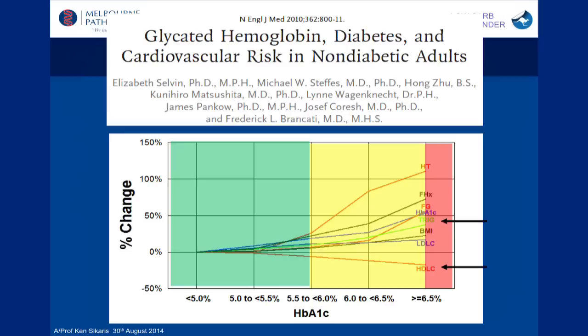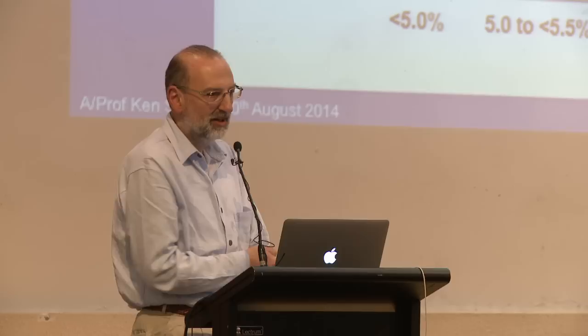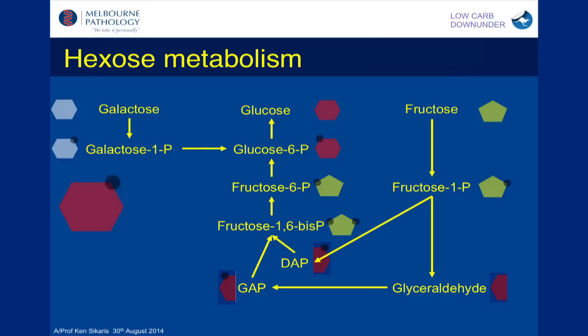Now here is how hemoglobin A1C changes with all the components of metabolic syndrome. So once you get over 5.5, you're more likely to be hypertensive, you're more likely to have raised sugars. And the two things I've arrowed are you're more likely to have elevated triglycerides and low HDL. That's part of the metabolic syndrome. So these are the two things we need to focus on, is fat. But as Gary told you, and everyone's told you, the fat, where did the fat come from? It's come from the sugar.